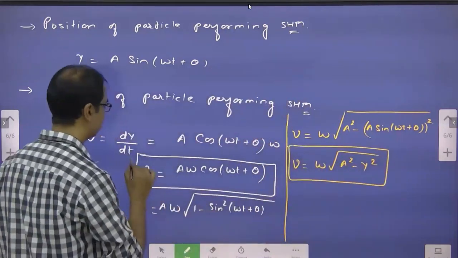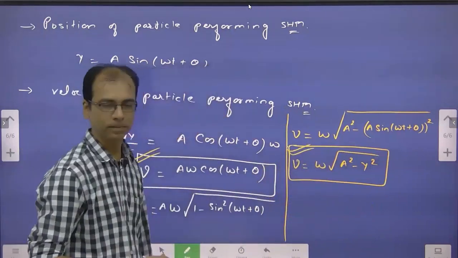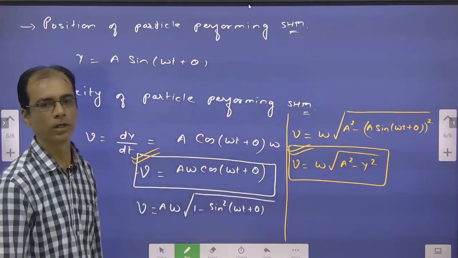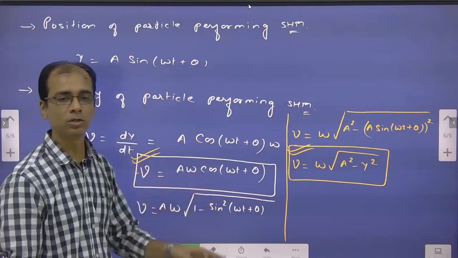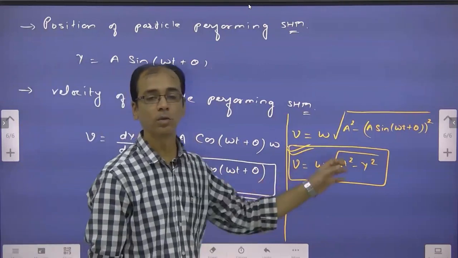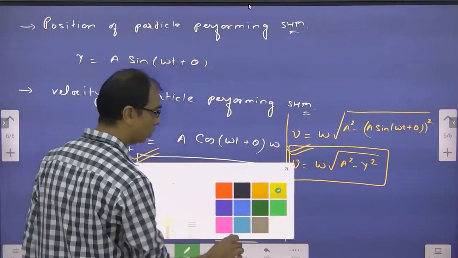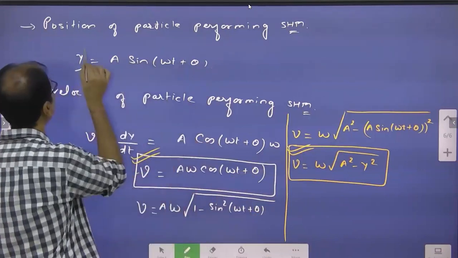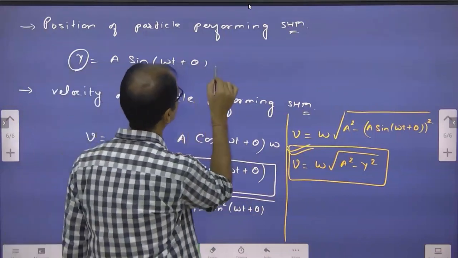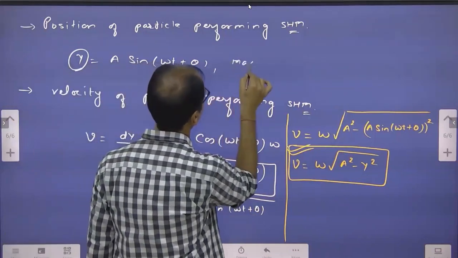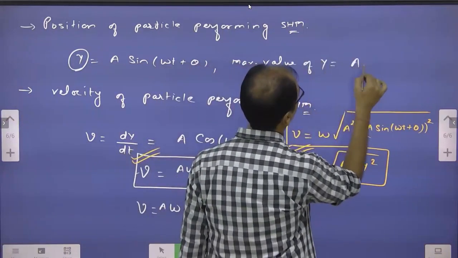This is one form, this is another form. Are these formulas? Yes, these are formulas. So y equal to a sine of omega t plus theta, v equal to a omega cos of omega t plus theta, or v equal to omega root over a square minus y square. Now, what is the maximum value of y? Maximum value of y is a, which is called amplitude.